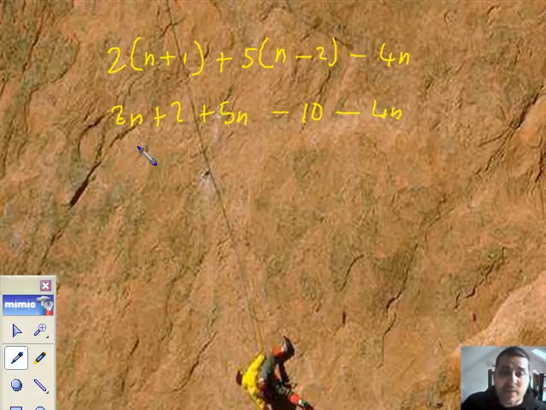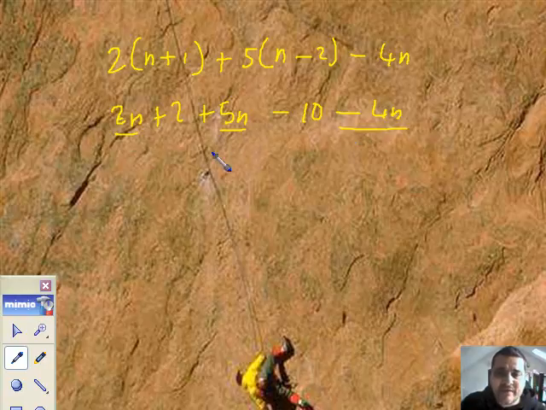Now let's squish it up a little bit. We're going to collect some like terms. 2 n's, 5 n's, take away 4 n's. 2 plus 5 is 7, take away 4 is 3. So this becomes 3 n's.